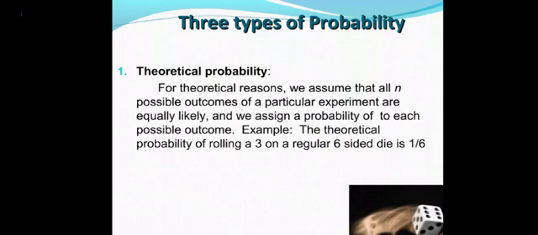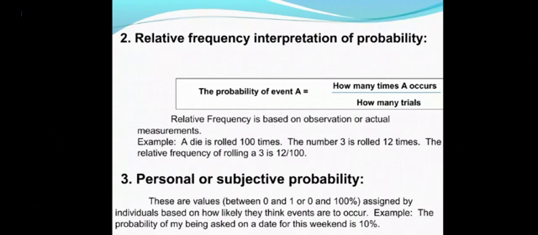There are three types of probability. First, theoretical probability. For theoretical probability, we assume that all n possible outcomes of a particular experiment are equally likely, and we assign a probability to each possible outcome. For example, the theoretical probability of rolling a 3 on a regular 6-sided die is 1 divided by 6.